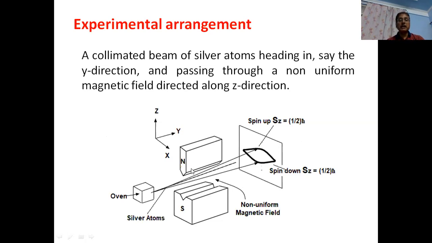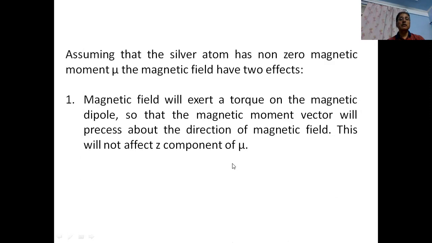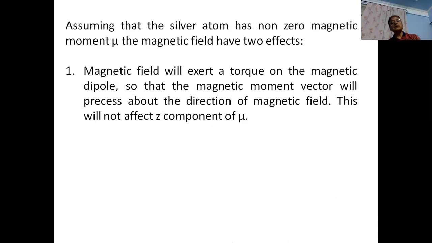Here we have to take care that the magnetic field is pointing along the z-axis, whereas the silver atoms are moving along the y-axis. Now, assuming that the silver atom has a non-zero magnetic moment mu, the magnetic field will have two effects. Number one, the magnetic field will exert a torque on the magnetic dipole so that the magnetic moment vector will precess about the direction of the magnetic field. This will not affect the z component of mu.